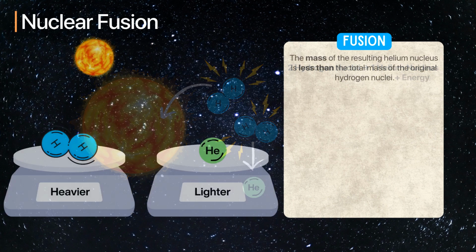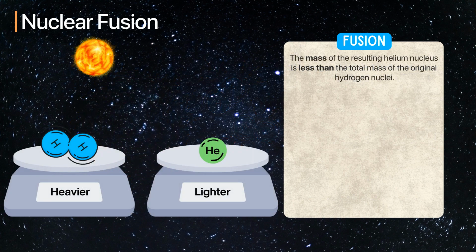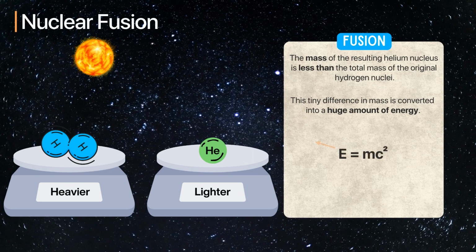Importantly, the mass of the resulting helium nucleus is slightly less than the total mass of the original hydrogen nuclei. This tiny difference in mass is converted into a huge amount of energy, according to Einstein's equation, E equals mc squared, where E stands for energy, m for mass, and c for the speed of light.